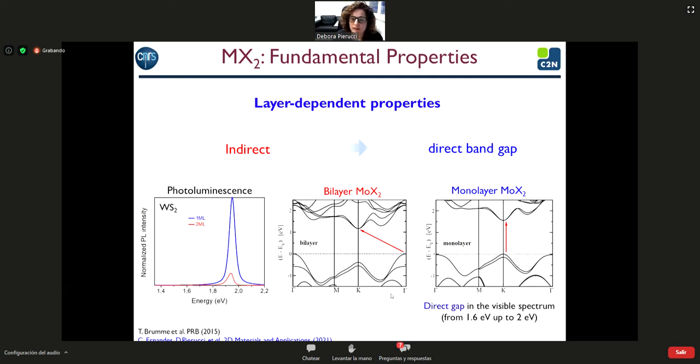In particular, they have a direct band gap in the visible spectrum, ranging from 1.6 to 2 eV, depending on the type of TMD that we are looking at.